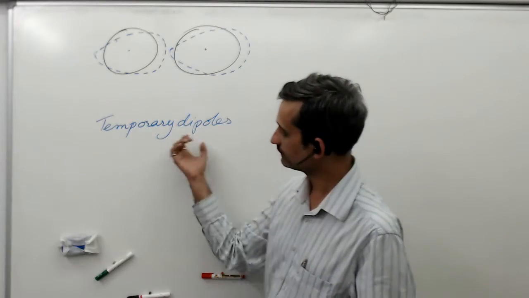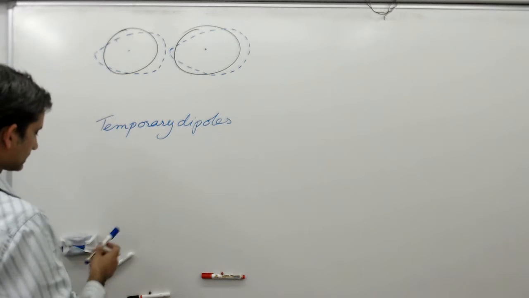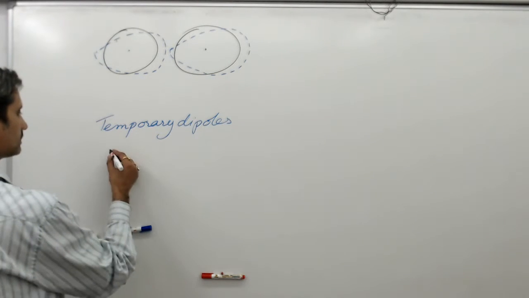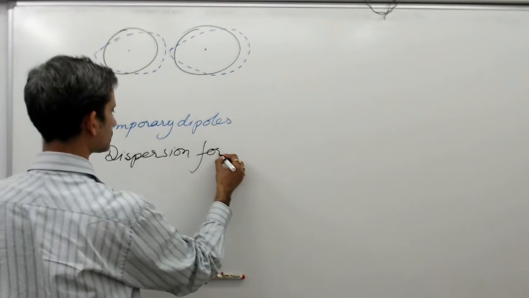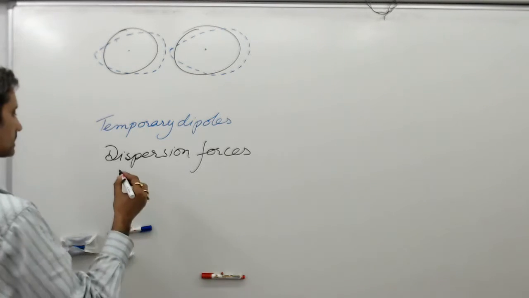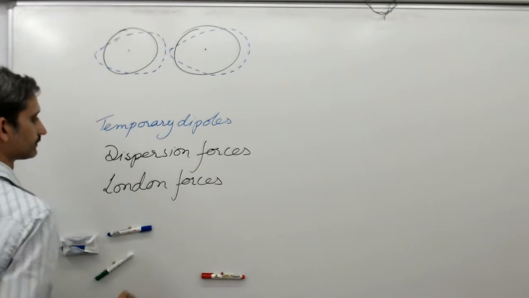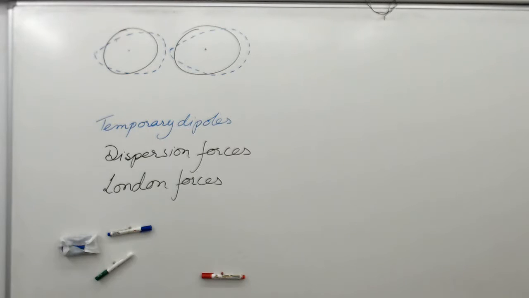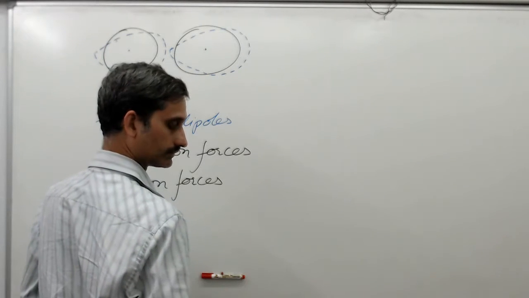Now this interaction between temporary dipoles due to the dispersion of the electron cloud is termed as dispersion forces. It is termed as London forces and comes under the category of weak van der Waals forces. Okay.